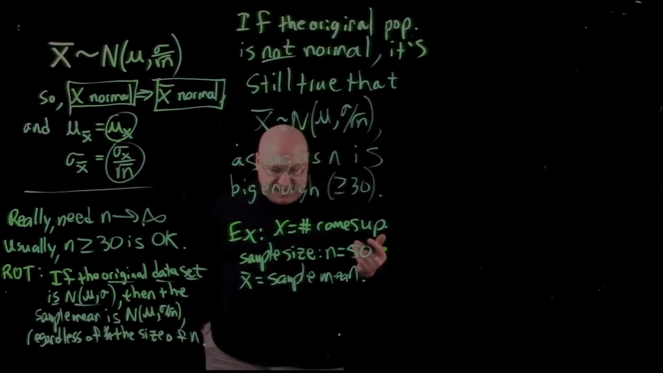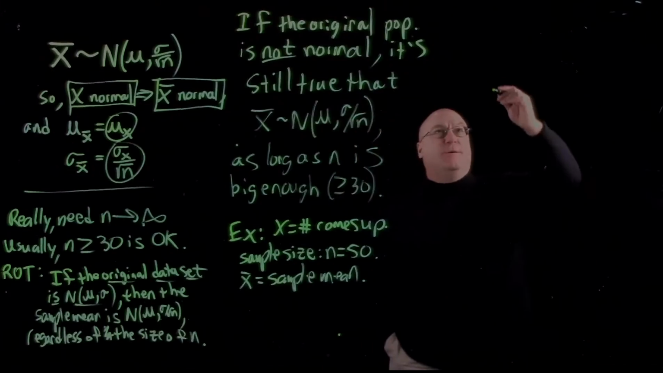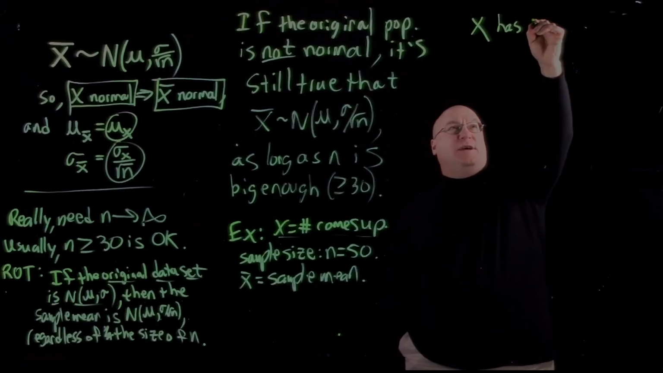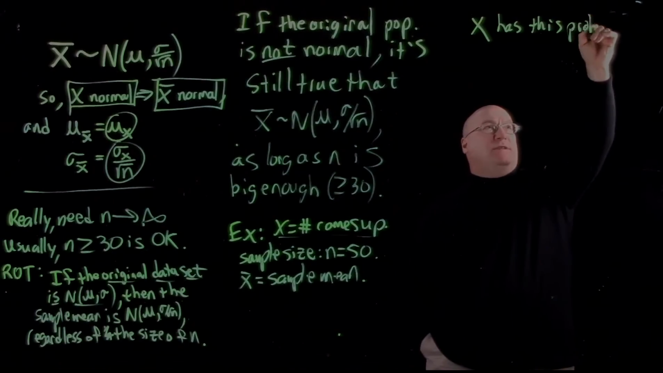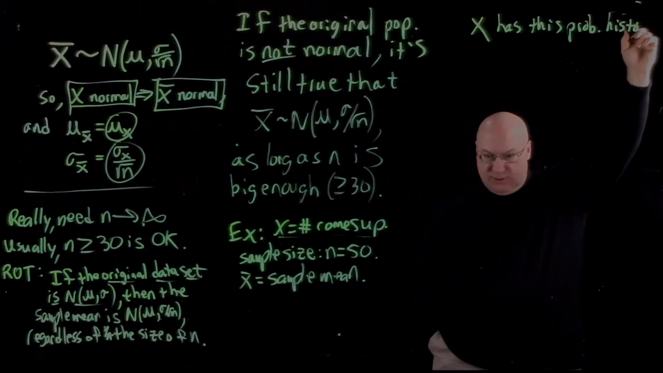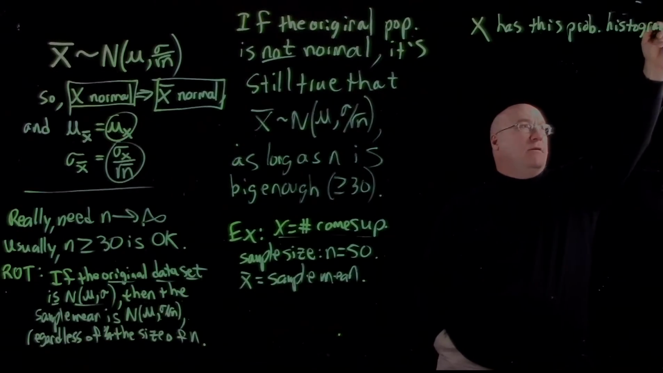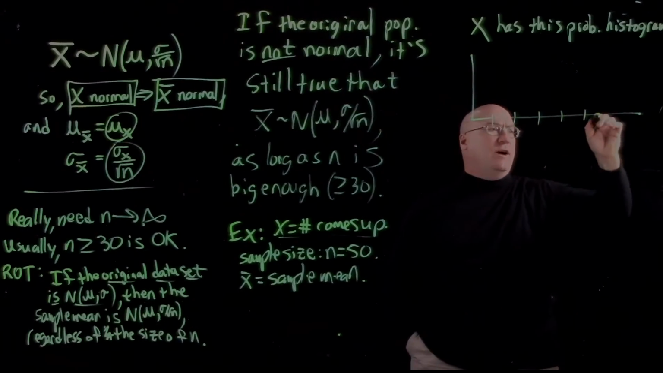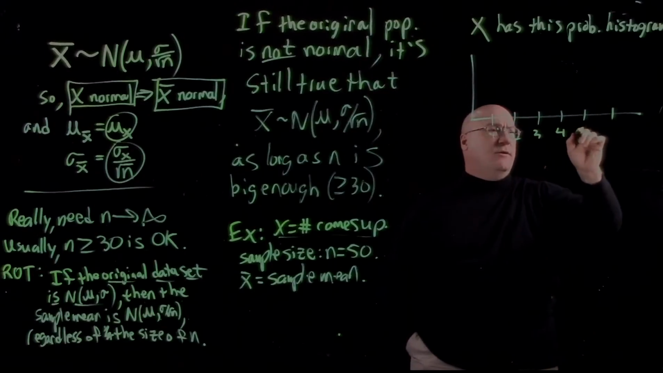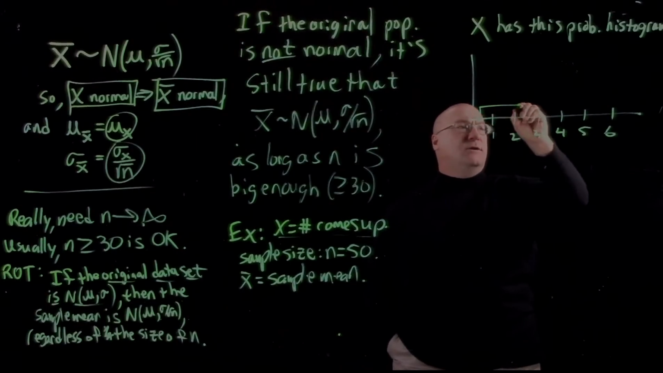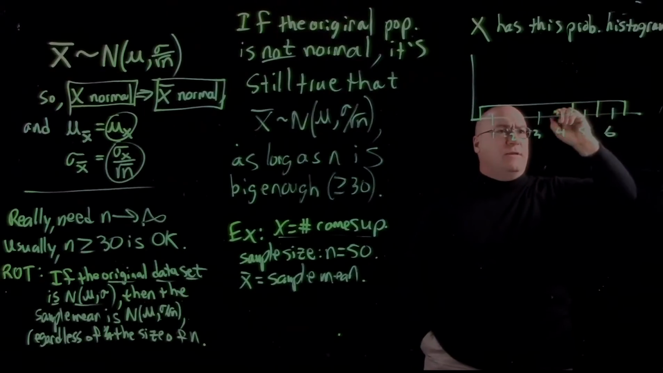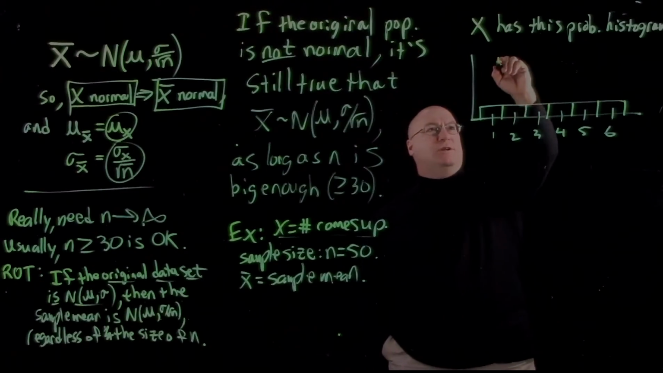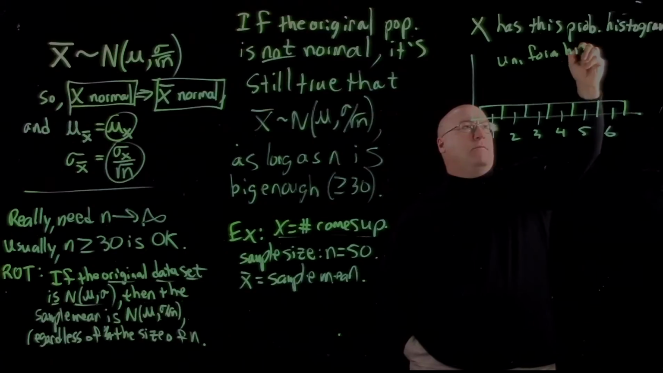Well, remember that x, which is just the number that comes up, has this probability histogram. It just looks like this, right? We have 1, 2, 3, 4, 5, 6, and it really goes across like that, and then you've got all these bars, right? It's the uniform probability distribution. It's a uniform histogram.